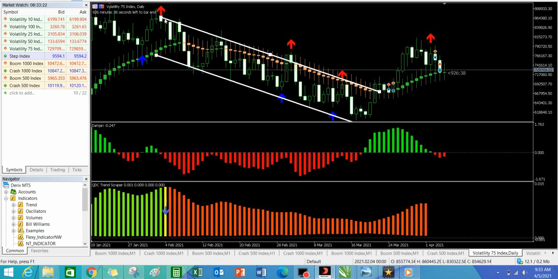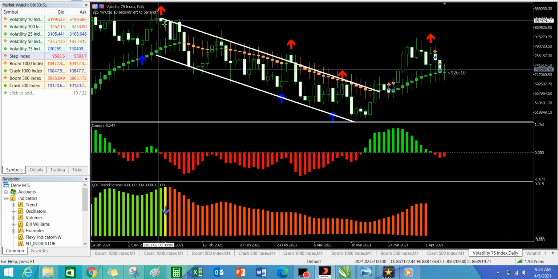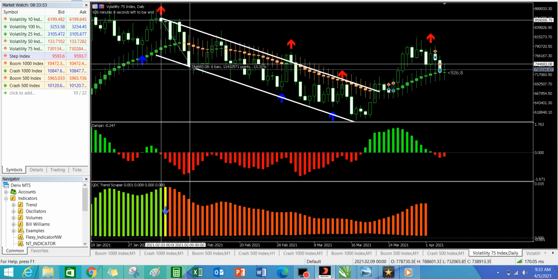As you can see, once it is touching each of the boundaries of this channel, it shows that it is most likely that the price action will bounce back to the other end. So check it out. It started the sell signal from here. It's actually sold from this level downward to this level, from this level downward to this level.